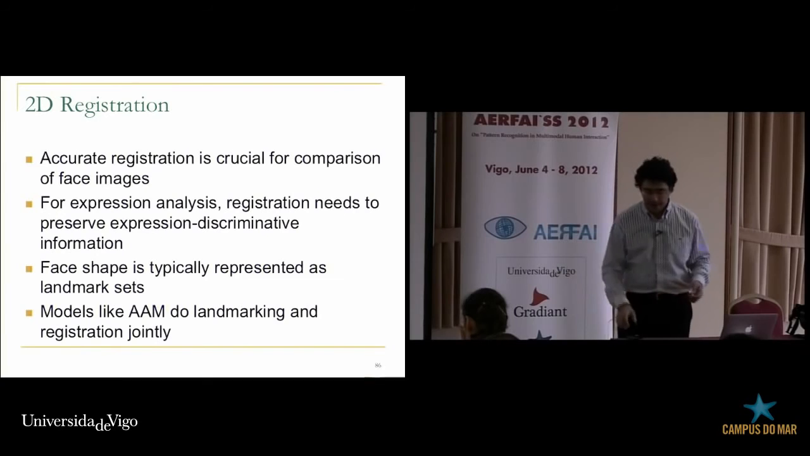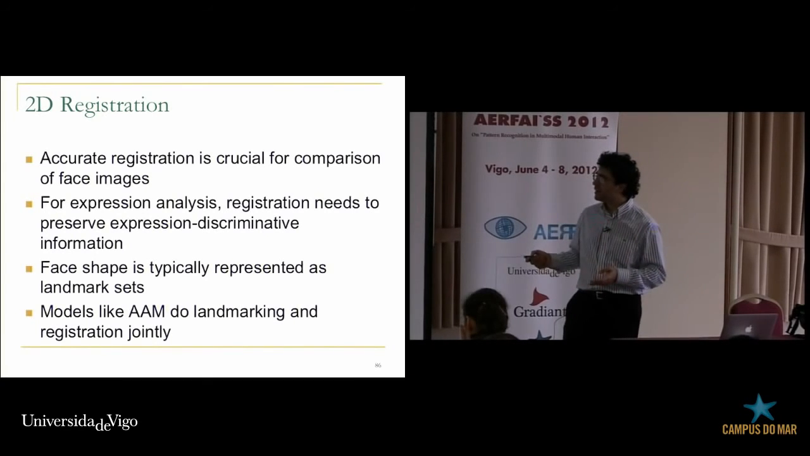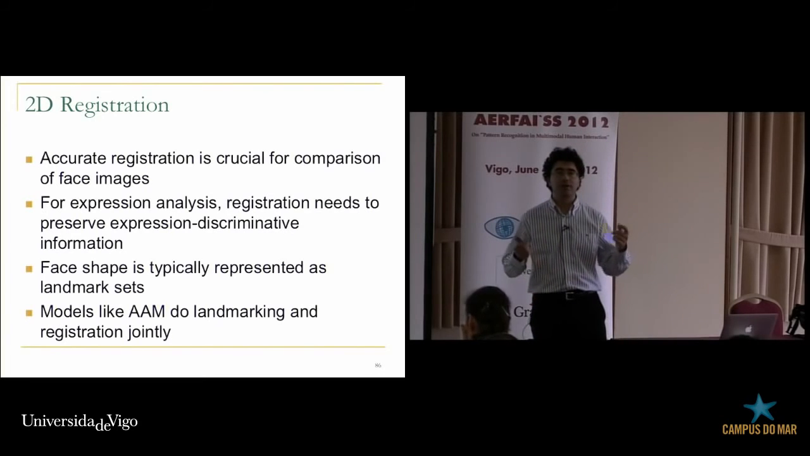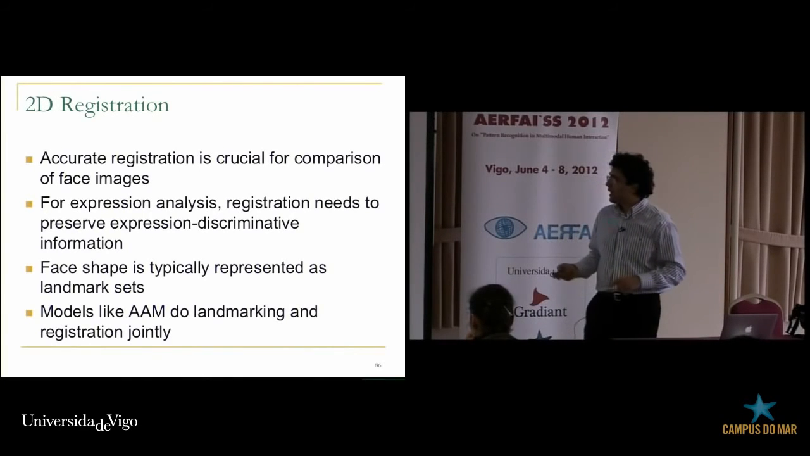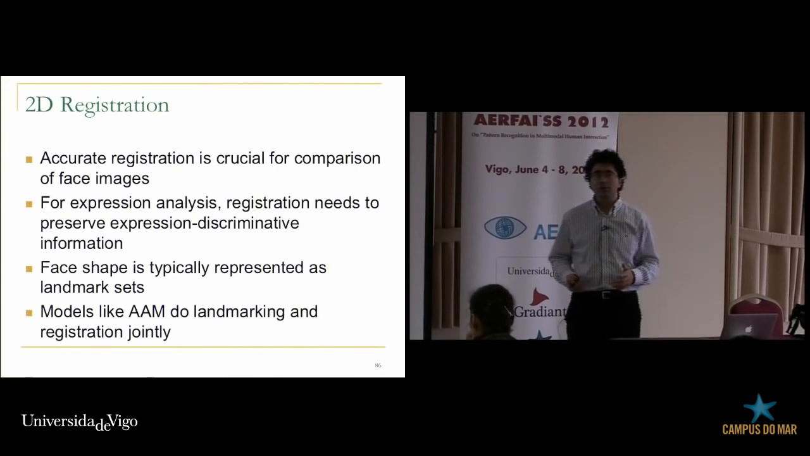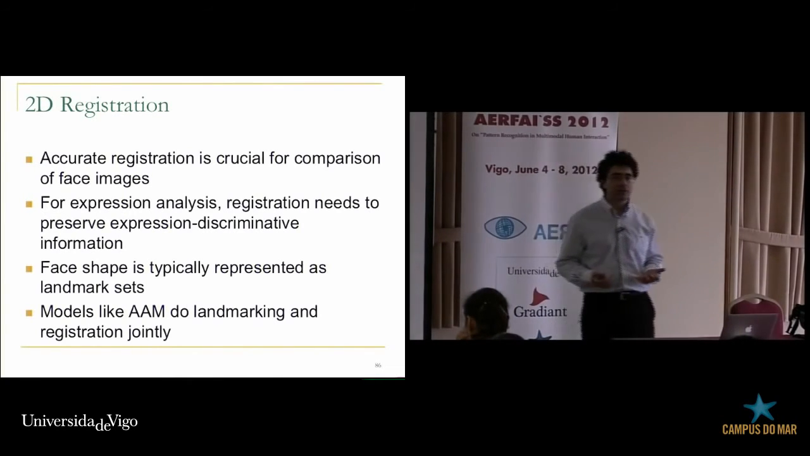All right. And the shape, when we say shape, what we usually mean is a set of landmarks. So x, y, z points or xy points. The mouth corners, typically the tip of the chin. Usually getting some landmarks along the boundary is useful because it helps you with the stretching. And models like active appearance models, they do this landmarking and registration jointly. Okay.